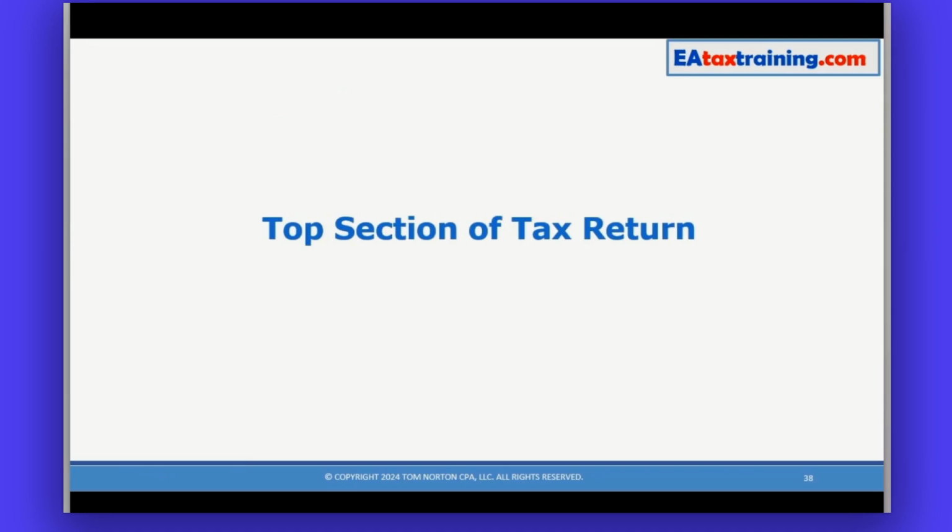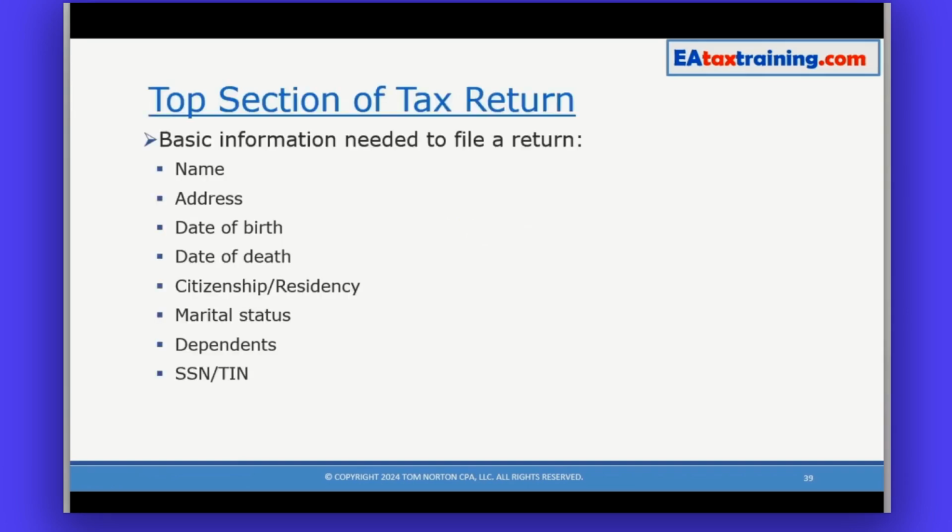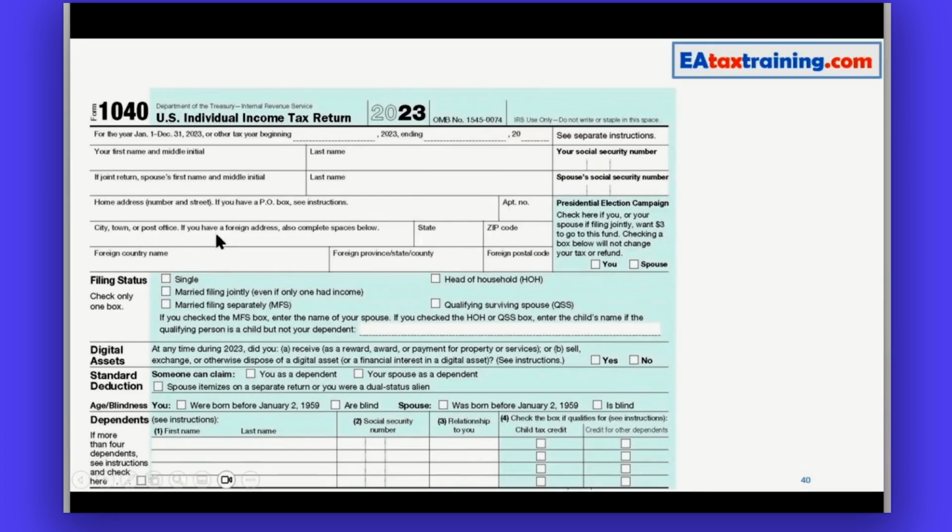Now we'll get into the tax returns themselves. The top section of the tax return has the basic information that's needed to file a return. We're going to talk about each of these things in some detail, some in more detail than others. So let's look at the top of the return again. It's got the name, social security number. It has this other statement up here for the year January 1st to December 31st, 2023, or other tax year beginning such and such a date and ending such and such a date.